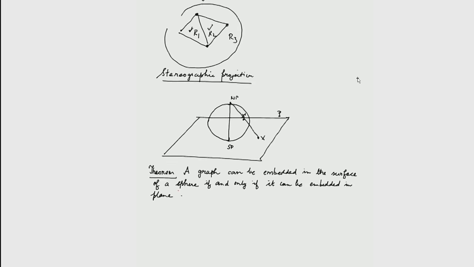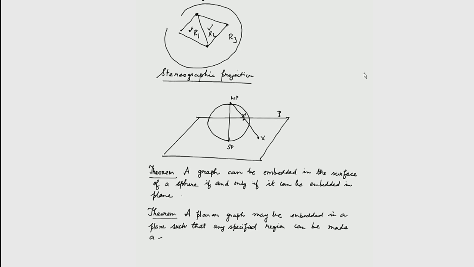Well, the next theorem is again intuitive, which we will not prove but state: a planar graph may be embedded in a plane such that any specified region can be made the infinite region.